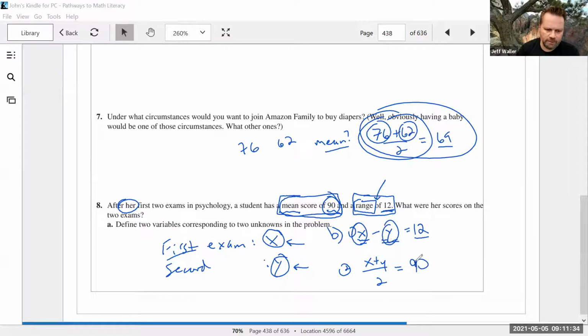Oh, that looks more like a 90. Yeah, Jeff, I don't know what that is. That is a poor little mutant number. Okay, well, that's not too bad.